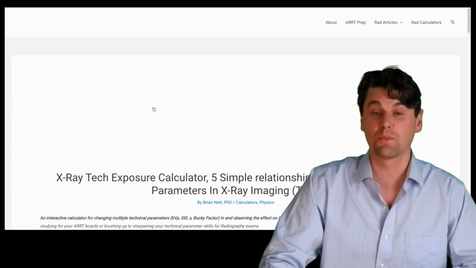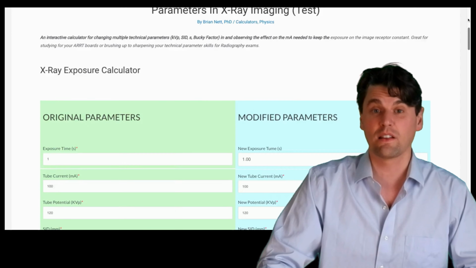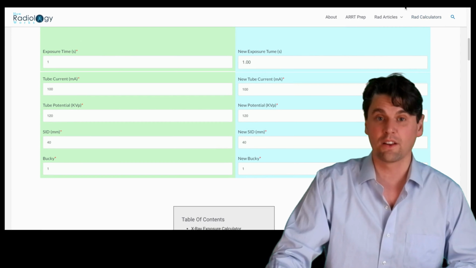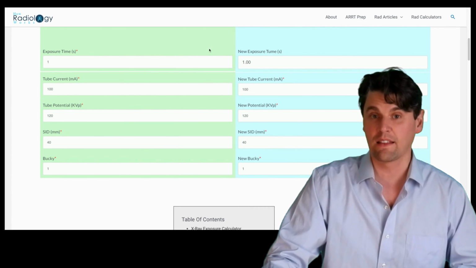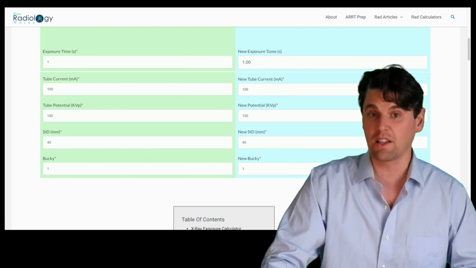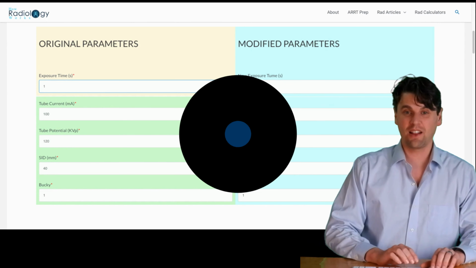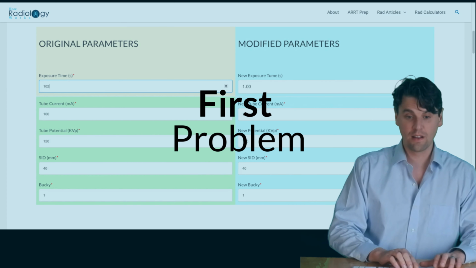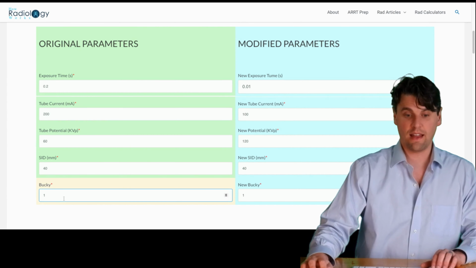So if you click on the exposure time calculator, and then you scroll down just a little bit, it'll take you right here where the inputs are on your left-hand side, and the outputs are on your right-hand side. The one thing that's calculated is the exposure time with this handy-dandy calculator. So the initial time was 0.2. Initial mA was 200, kVp was 60. I skipped the SID because that didn't change.